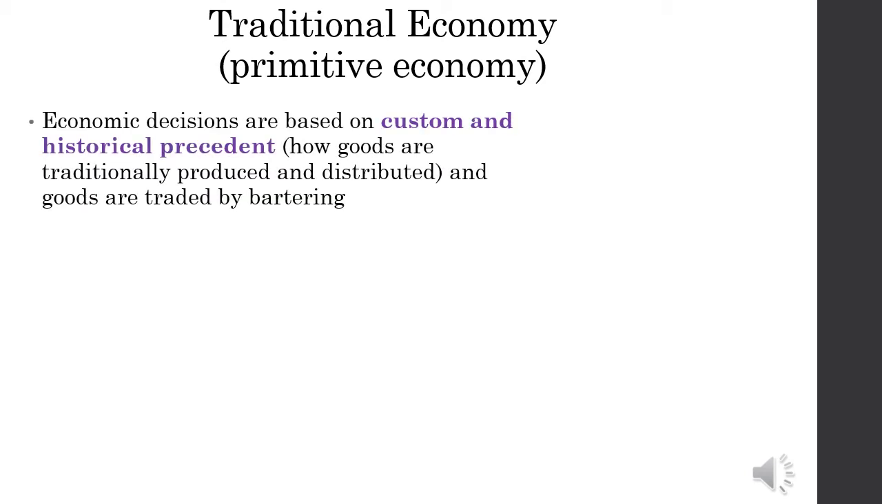The first economy we'll look at is a traditional economy, also known as a primitive economy, and it works exactly like it sounds. Economic decisions are based on custom and historical precedent. In other words, how have goods been traditionally produced and distributed, and goods are traded by bartering. I give you something, you give me something.